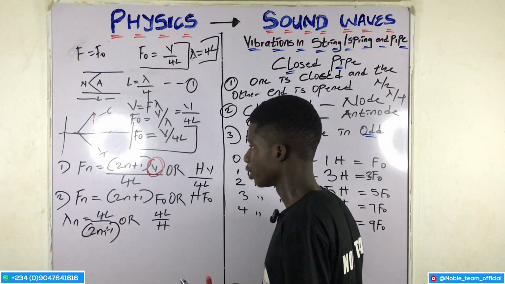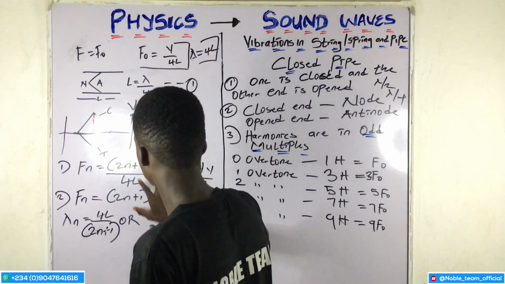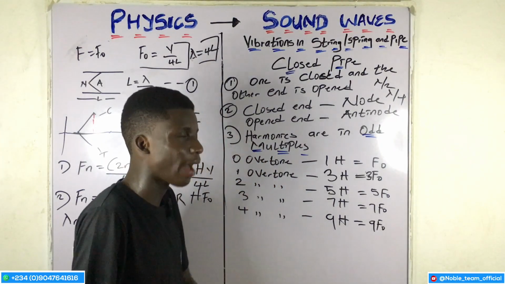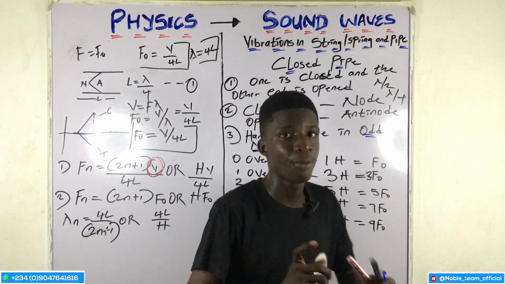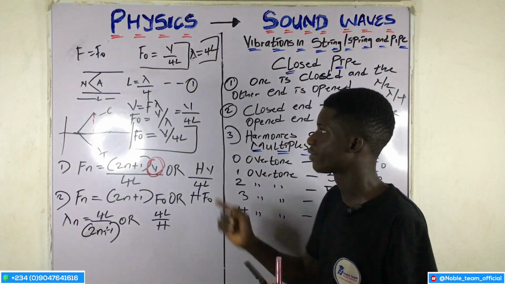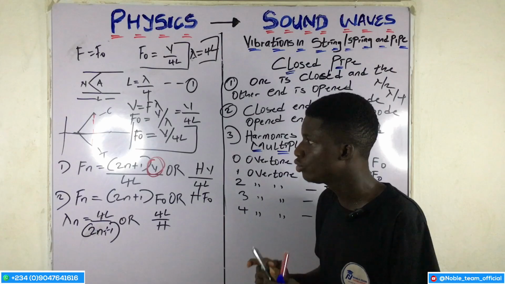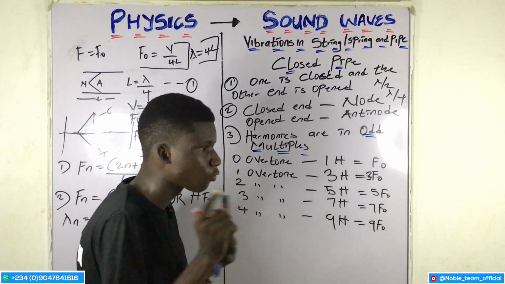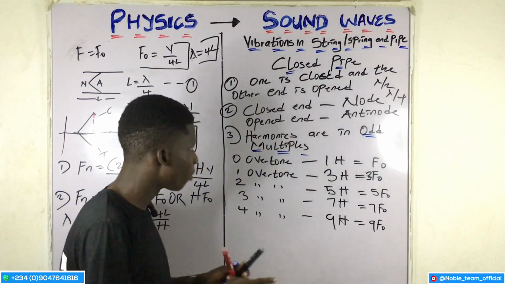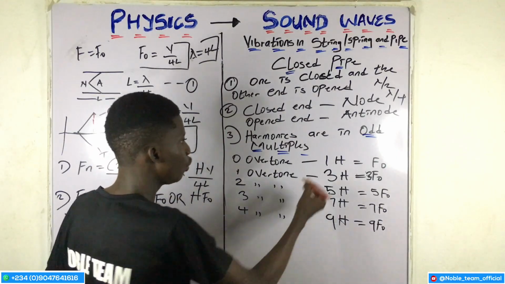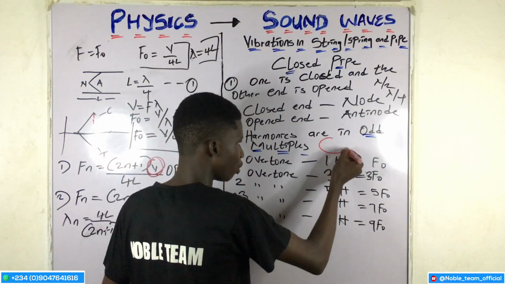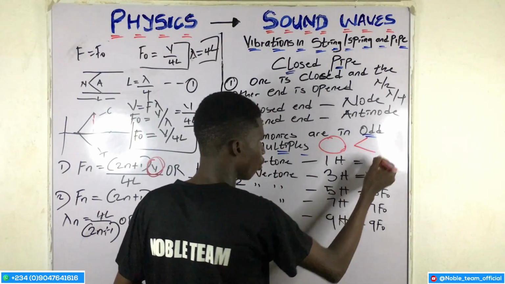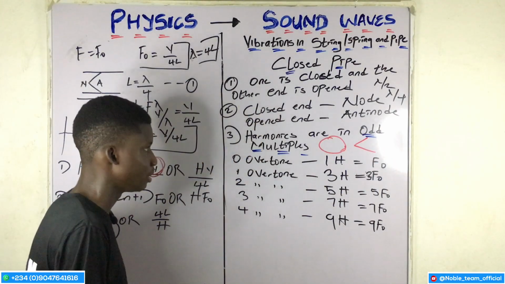Okay, good. Now once you know these things, you are good to go in solving questions under open pipe and closed pipe. But take note of the diagram I explained, take note of the loop that I explained. That loop can be in two forms. Either you have this form or you have this form. They are the same thing.